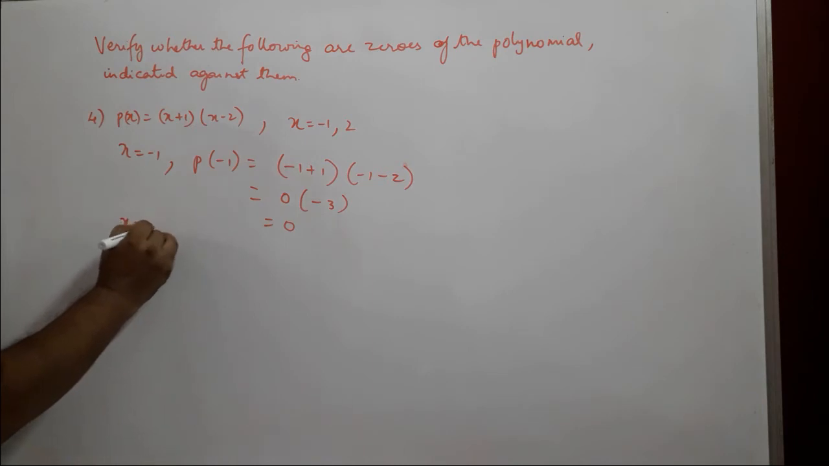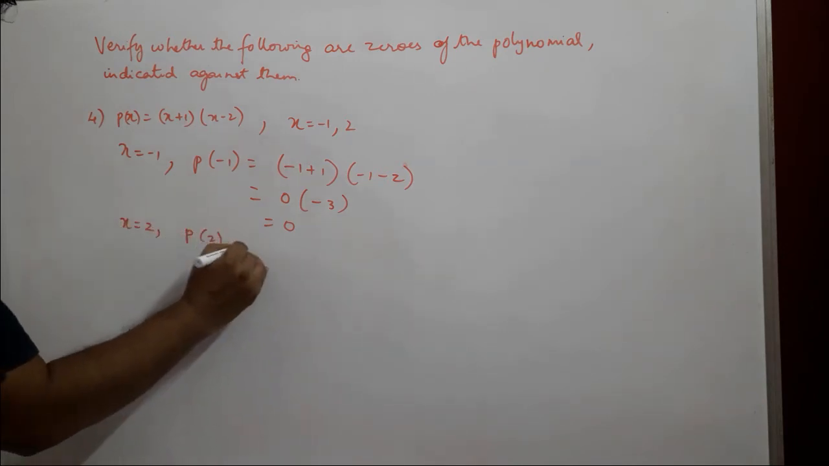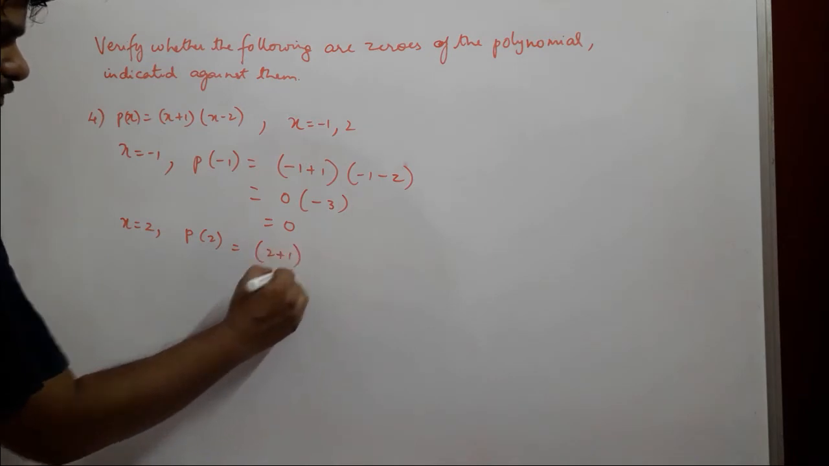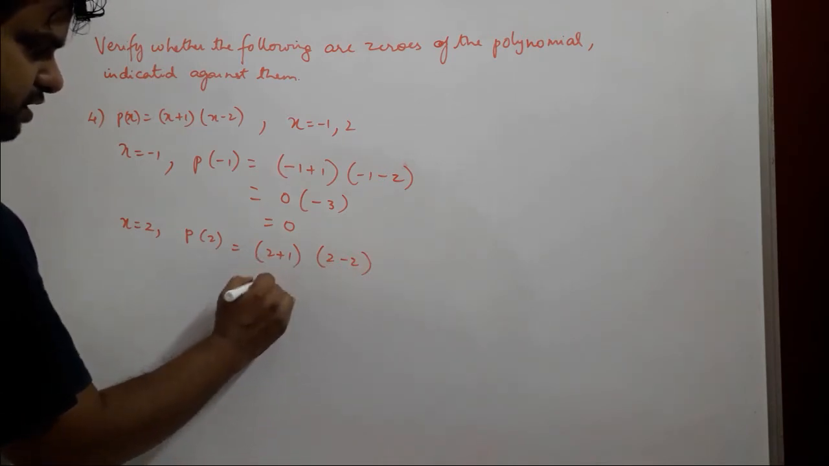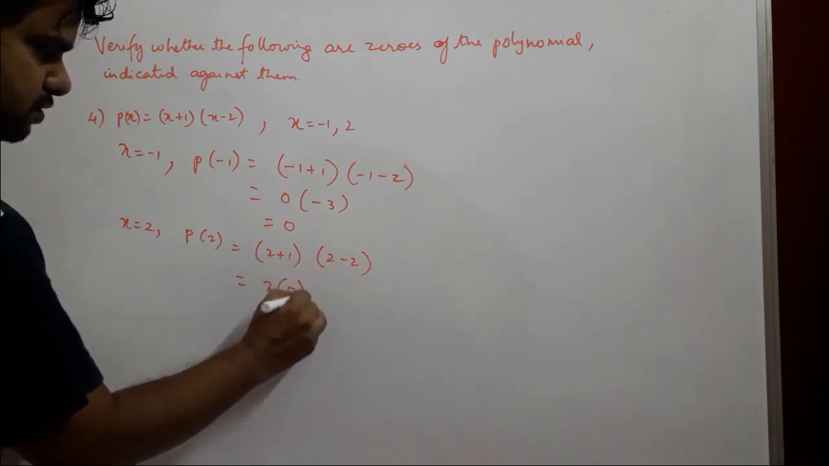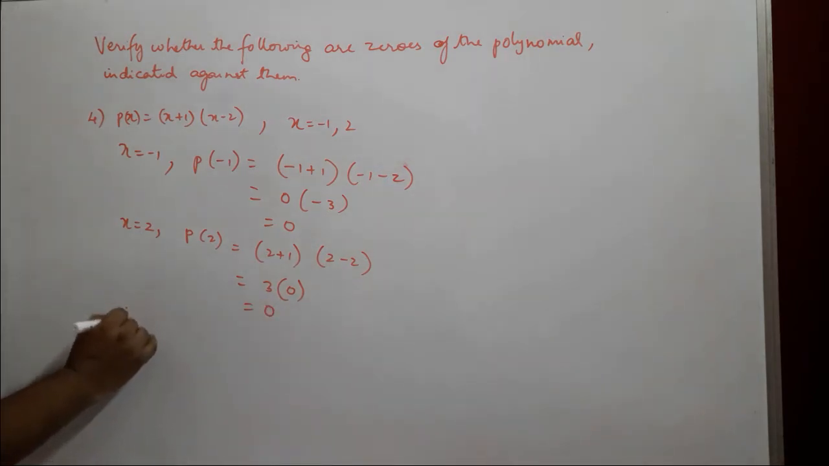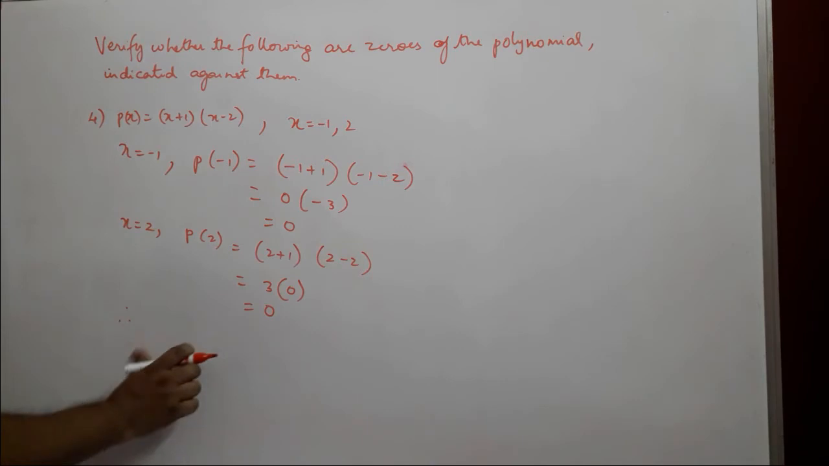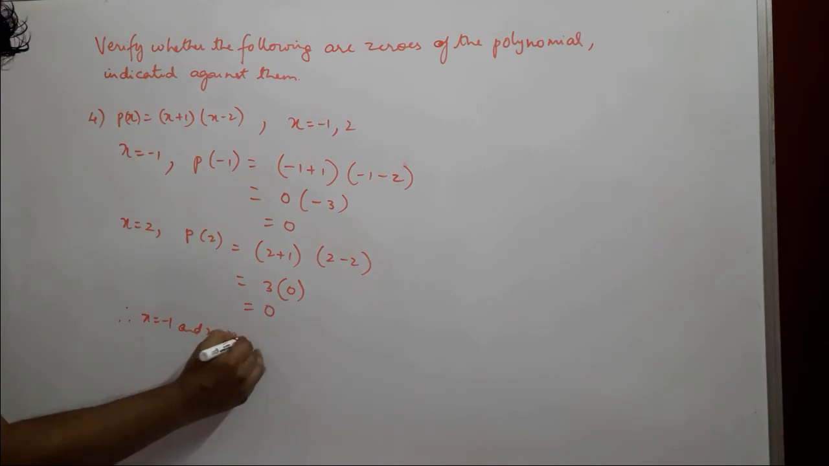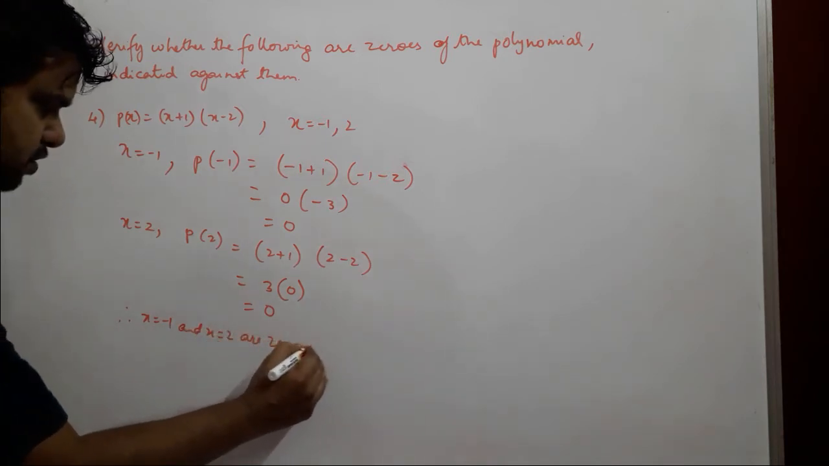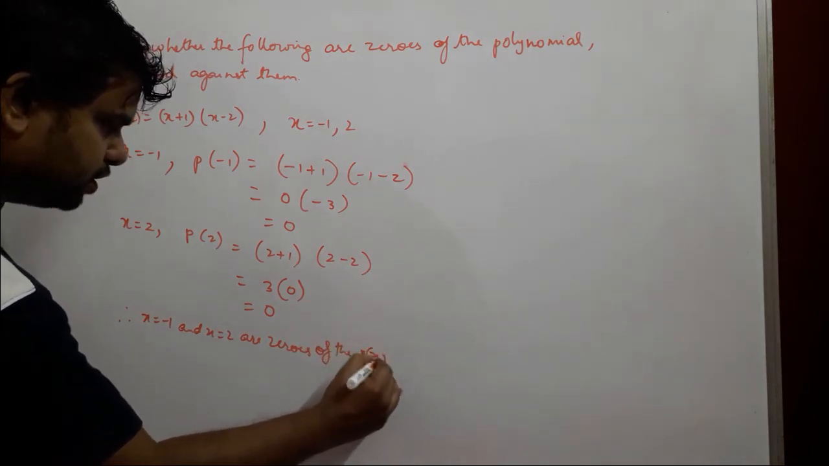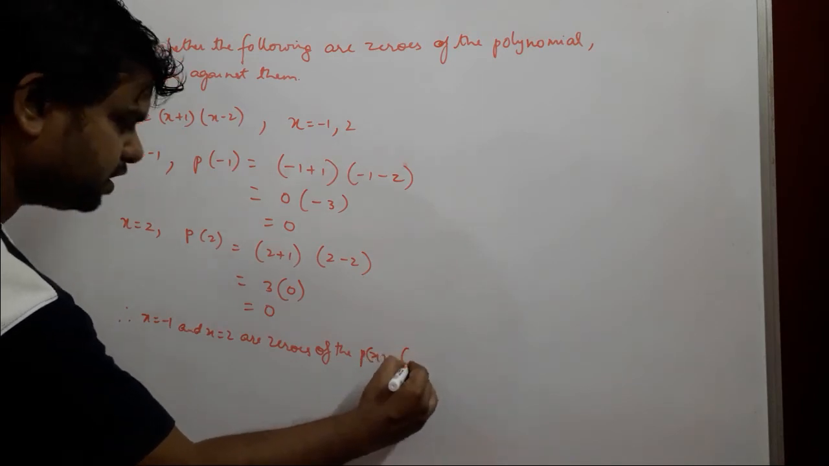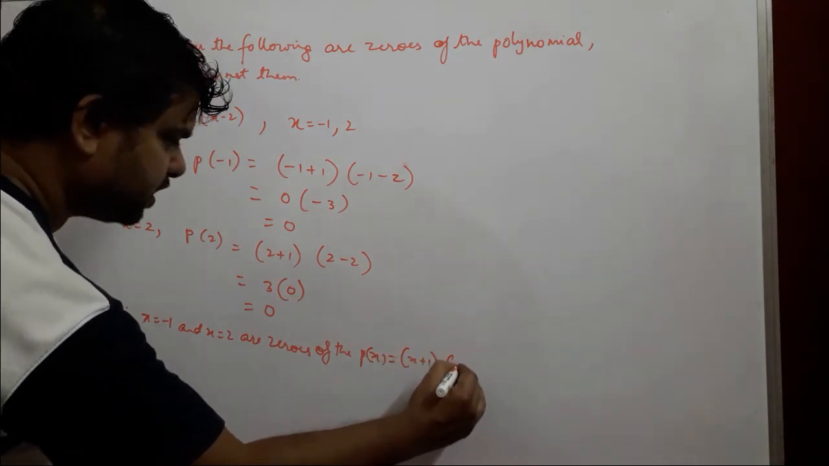Let's check here x equal to 2. P of 2 equal to 2 plus 1, and this will become 2 minus 2. 2 plus 1 is 3, 2 minus 2 is 0, 3 into 0 is 0. So we can say therefore that x equal to minus 1 and x equal to 2 are zeros of the polynomial, which is equal to x plus 1 into x minus 2.